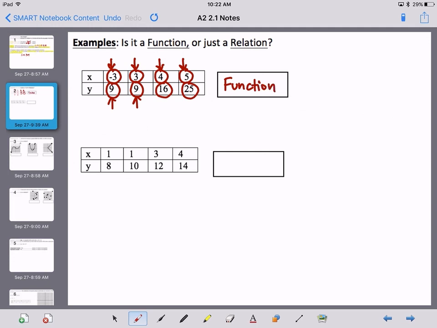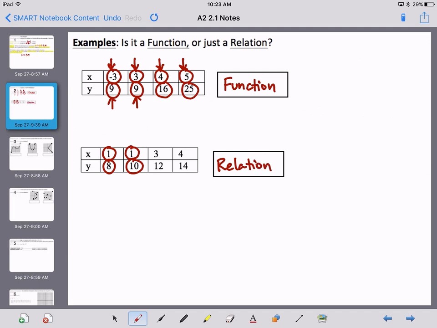Okay, next we have this right here, and this is a red flag because they're telling us 1 gives you 8, but then they're also saying if you plug in 1 to this function, you get out 10. That doesn't work. So this is simply a relation.